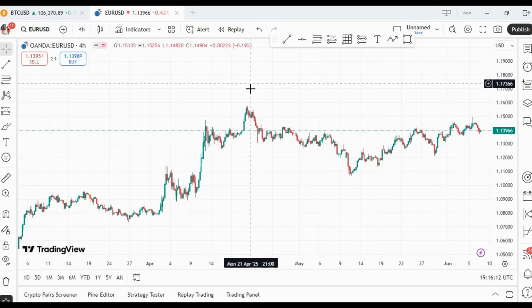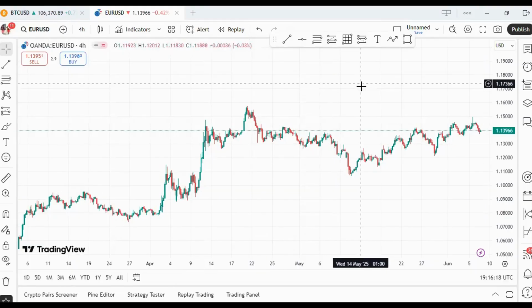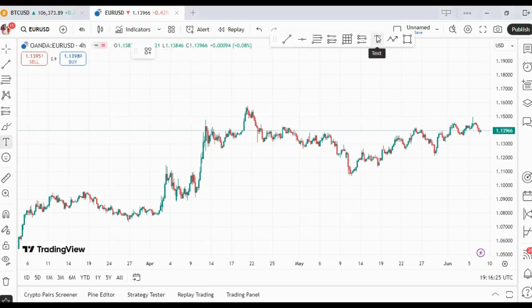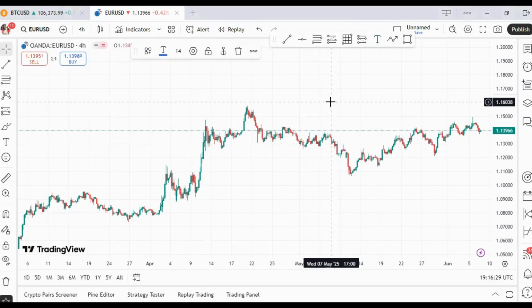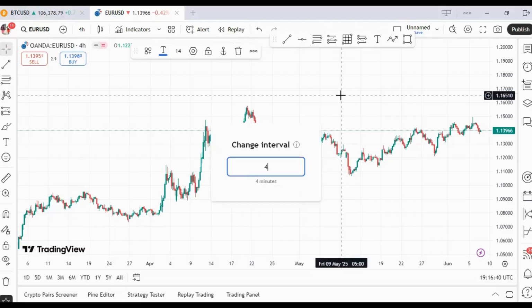So now, if you're a scalper, should we start? Okay, let's start from scalper. If you're a scalper, your time frame: your highest time frame is supposed to be 4 hours.